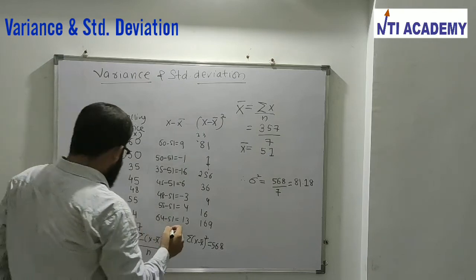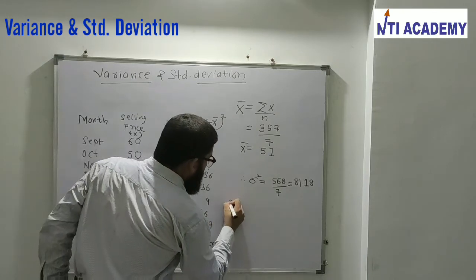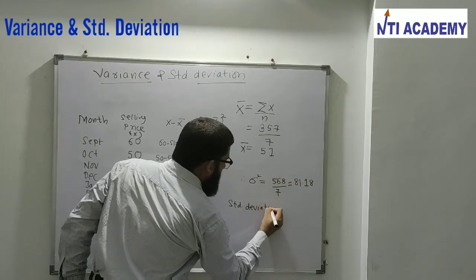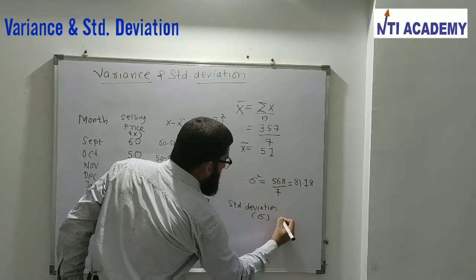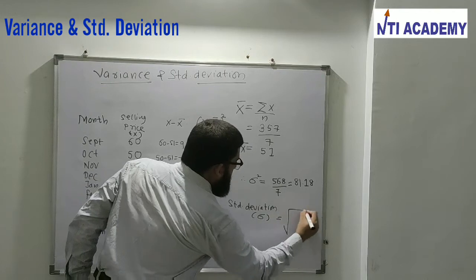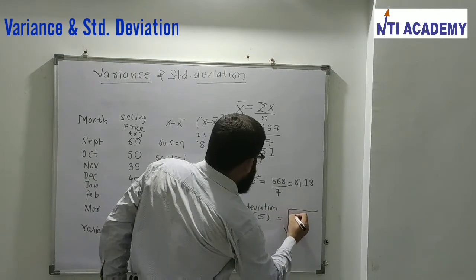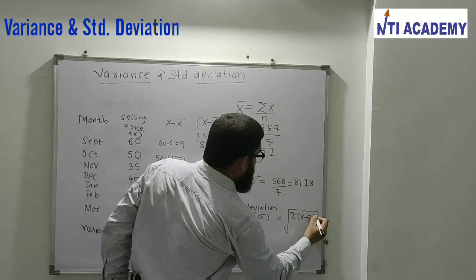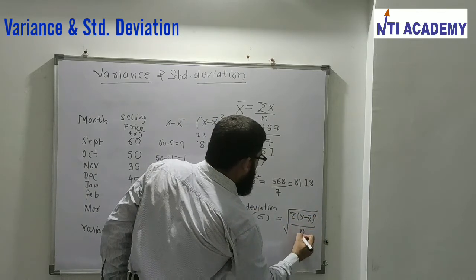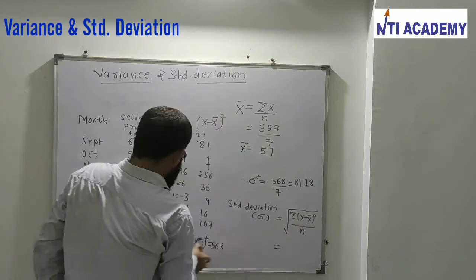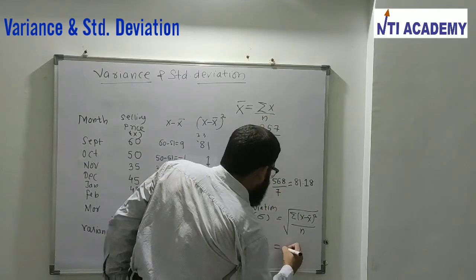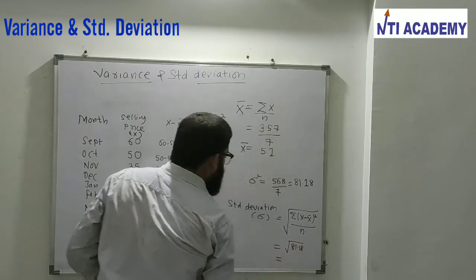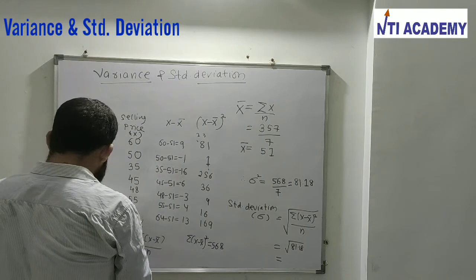Now, with the help of this, you can calculate the standard deviation. The standard deviation, that is nothing but the sigma value, that is the square root of the same thing. You know that the formula is the square root of summation of x minus x bar the whole square upon n. So the same value which you just kept here, 81.18.